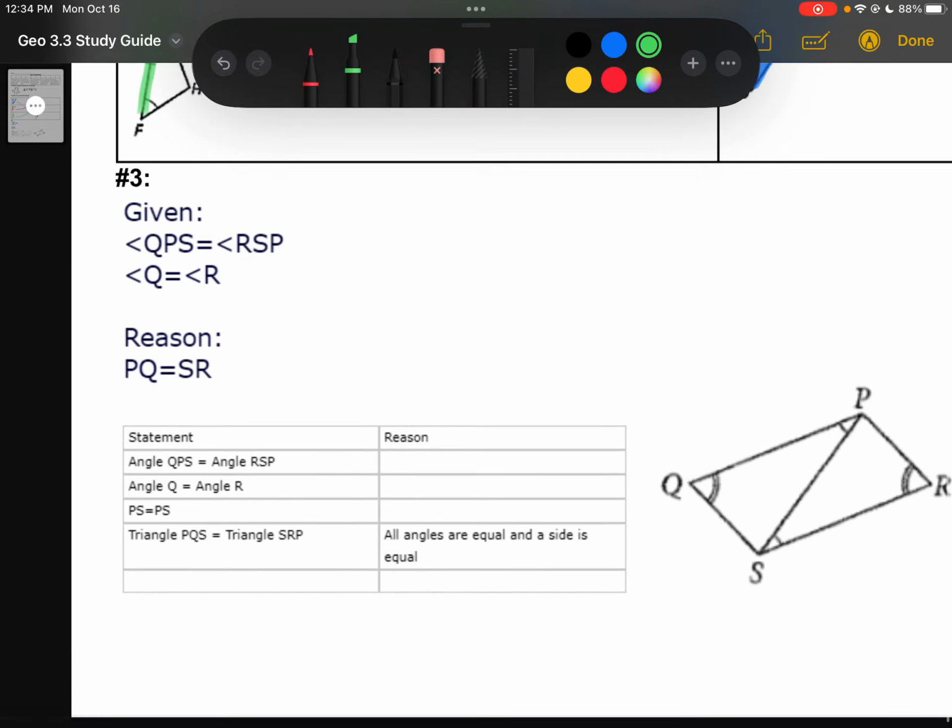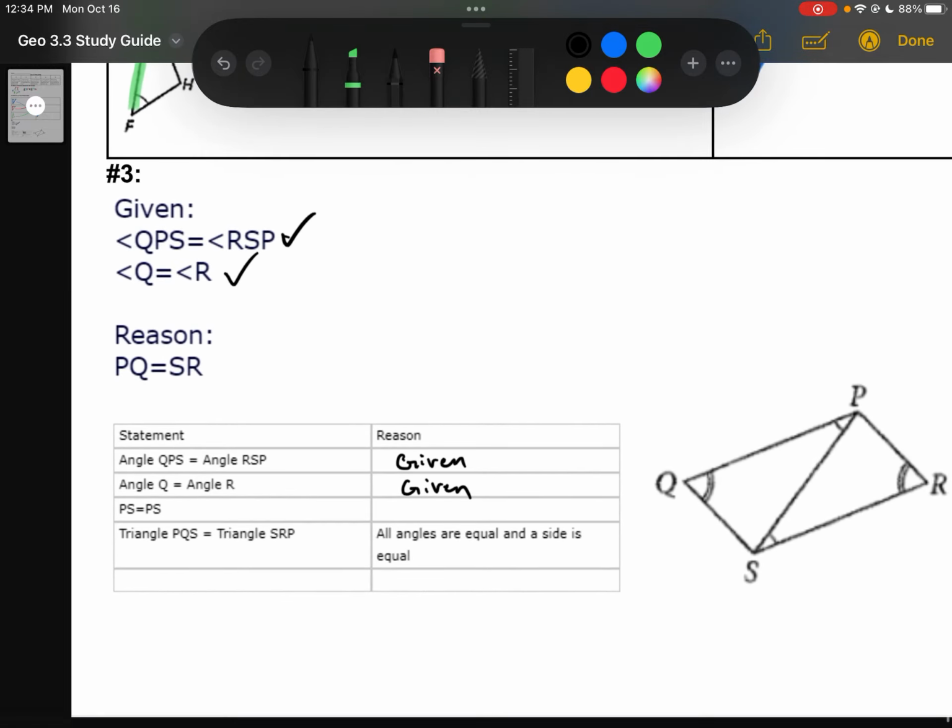Last step and the last question when you work through this on the skill check in a moment, is you will have a proof to finish. We always want to start off with our two reasons for given. So QPS and RSP, that's our first given statement, and Q equal to R, that is our second given statement.